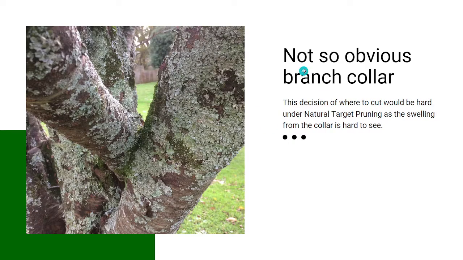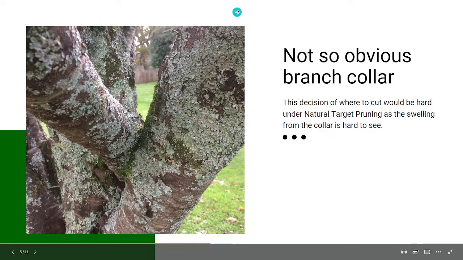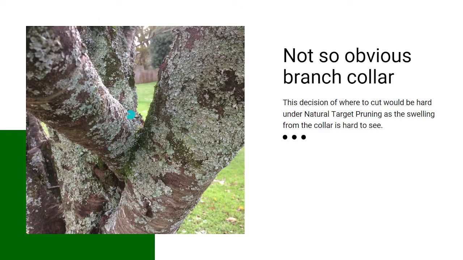And lastly, this is a not so obvious branch collar again. This branch is coming out between these two V-shaped branches, which is going to make it very hard. You can try to cut it right here, but the problem with that is that it leaves such a fleshy open wound. Not to mention, if you were to try to cut the actual shoulder between, you'd be creating a wound on this tree and this tree. So this would be a very hard cut to plan, making it not so obvious, and it would also be very hard under natural target pruning, as you can't really see the swelling that much. So how the tree would naturally prune this is kind of hard to see.